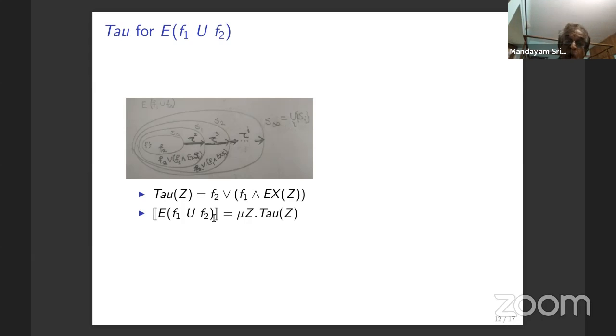A formal proof that the least fixed point indeed computes this set of states would involve using your semantics of CTL operators, the way it was defined when I introduce CTL logic. You will have to use that to show that it is equal to this fixed point. Okay, so that's what the formal proof will involve. And tomorrow we will see a proof of this, so you can repeat that proof for other operators.